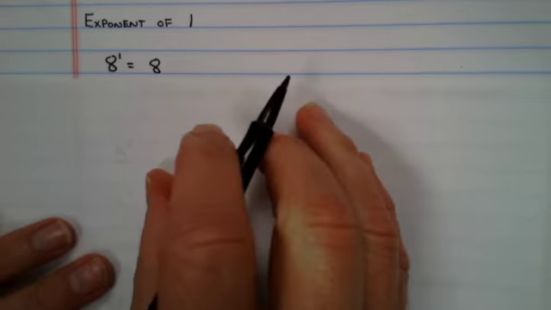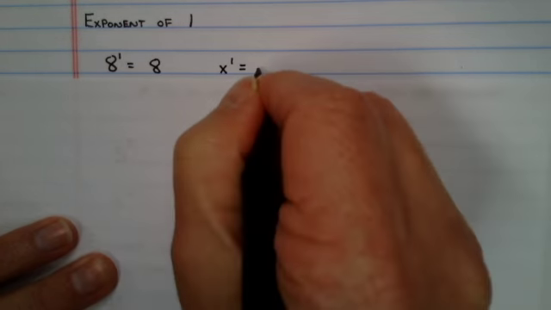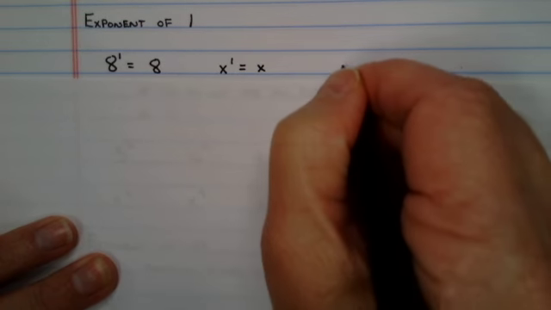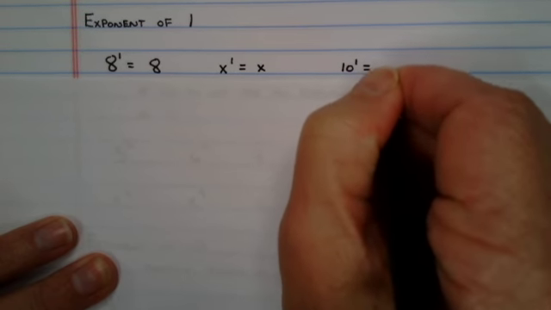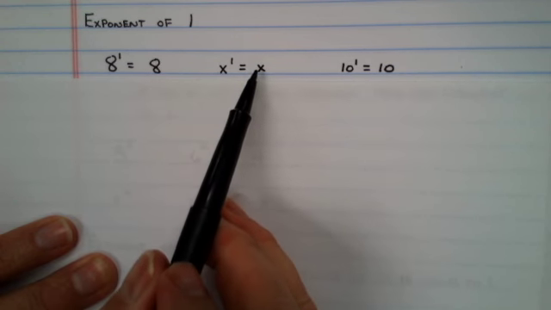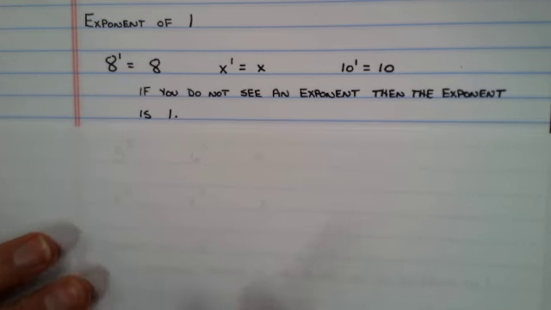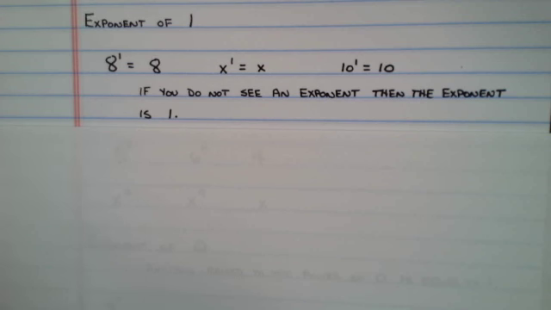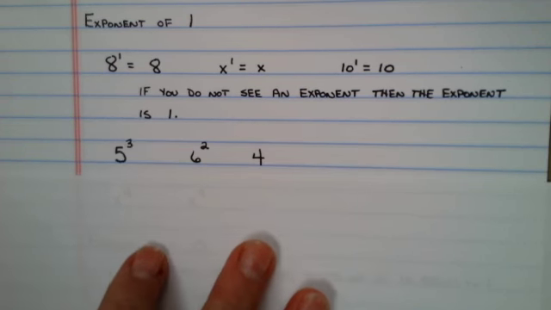If I have x raised to the first power, that's going to be equal to x. If I have 10 raised to the first power, that's simply going to be equal to 10. This is telling me that there's only one of these numbers. There's only one of these variables. If you do not see an exponent, then the exponent is 1. A lot of times they won't write an exponent of 1. It's understood that there is an exponent of 1 above each one of these numbers.